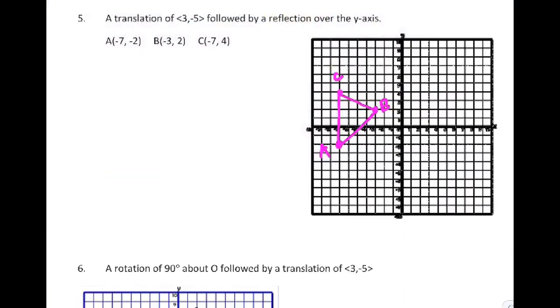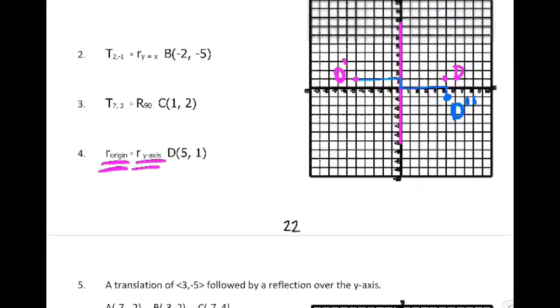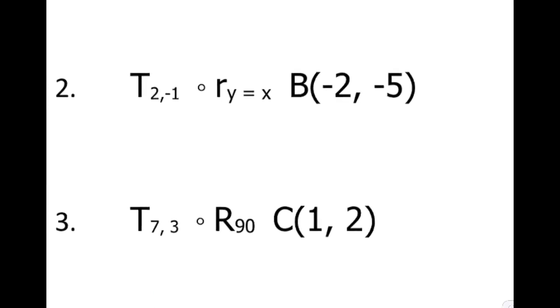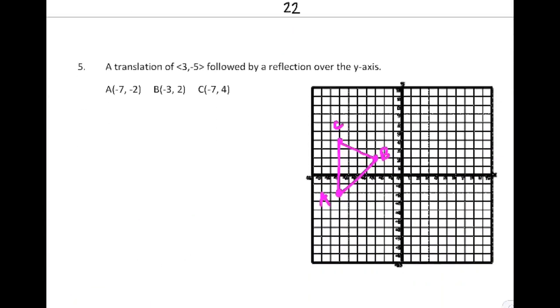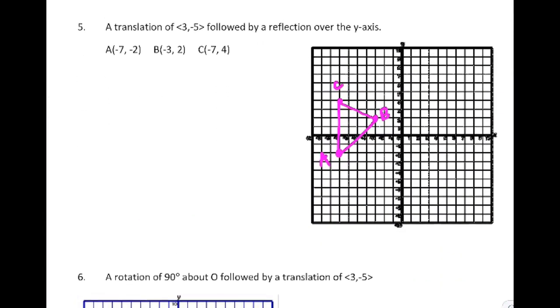Now if notation is not used, and by notation I mean this type of mathematical notation, function notation, if it's written in English and it just says a translation of this followed by that, then you don't do anything backwards. If it's written in words, you just do it as the English words say. So the first thing I'm going to do is translate it 3, -5, because it's in words, not notation.